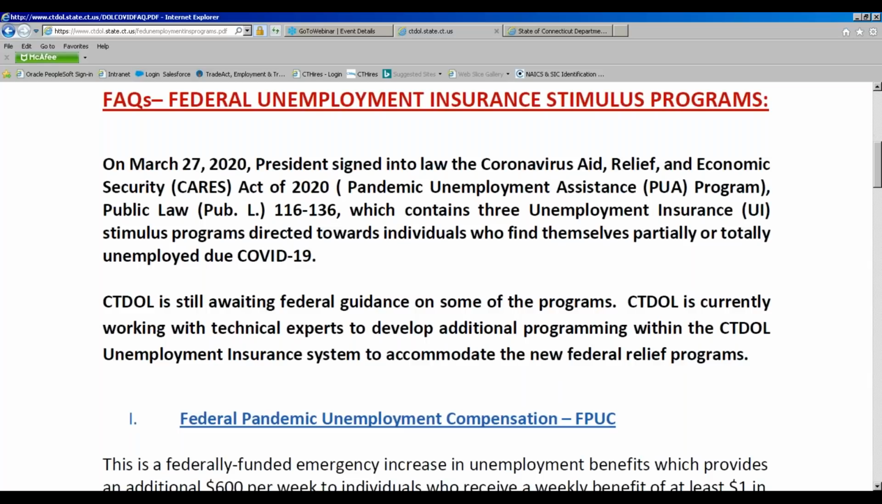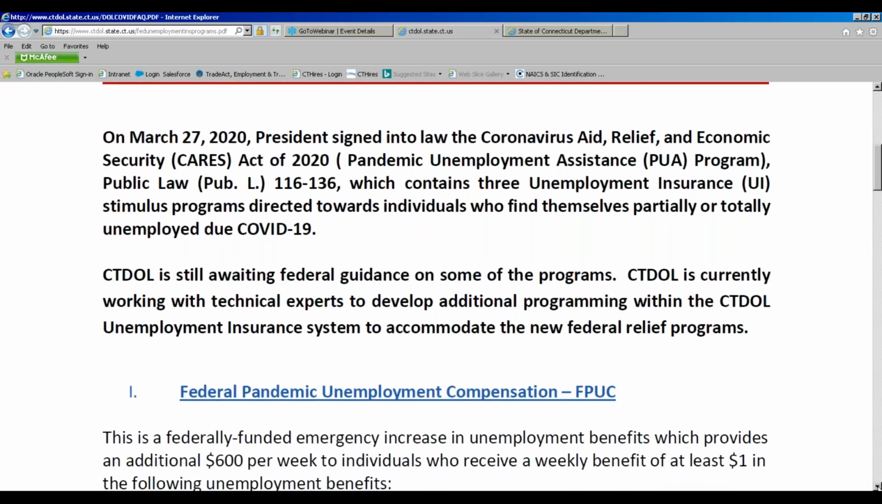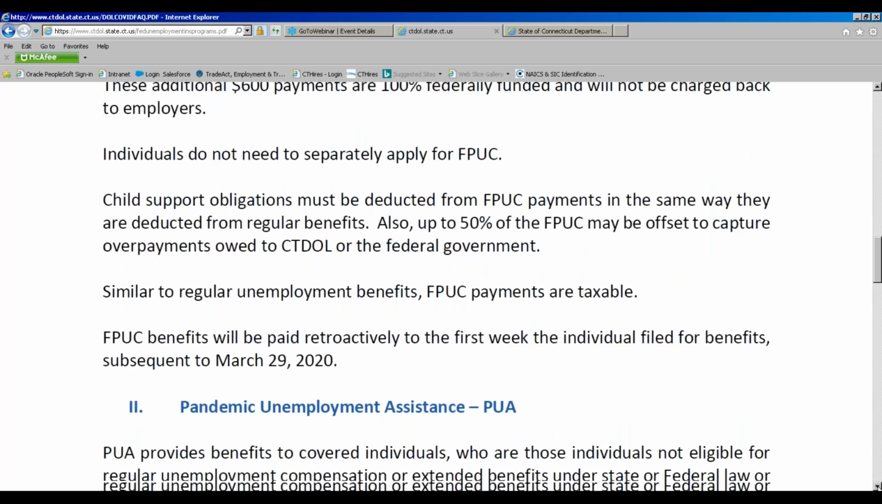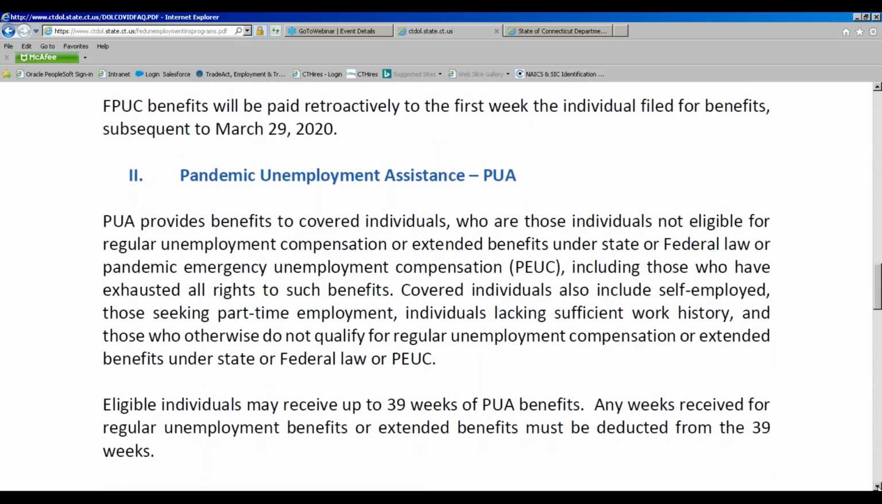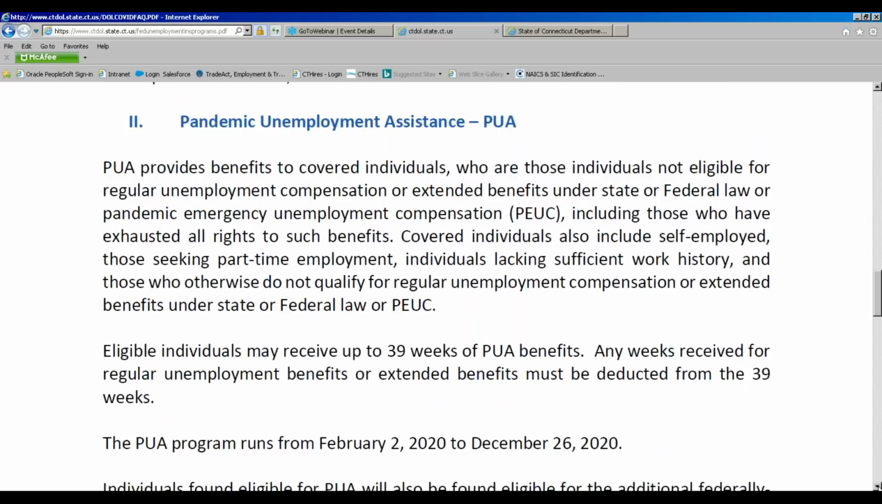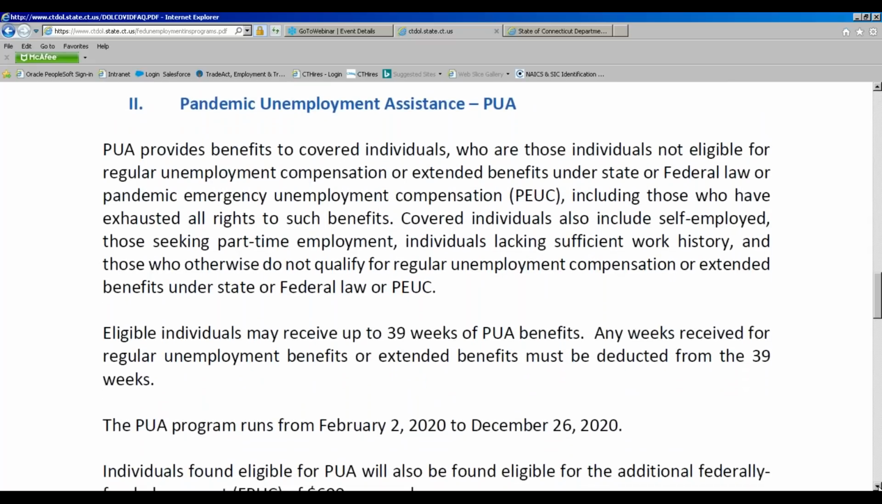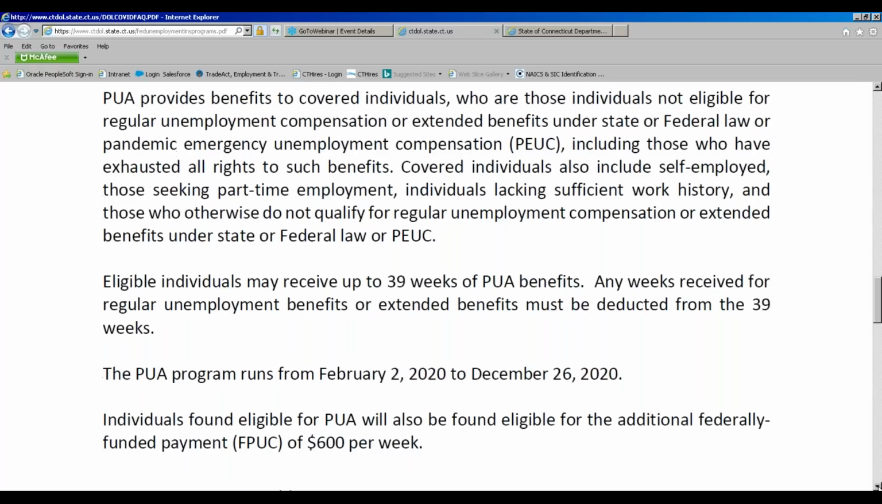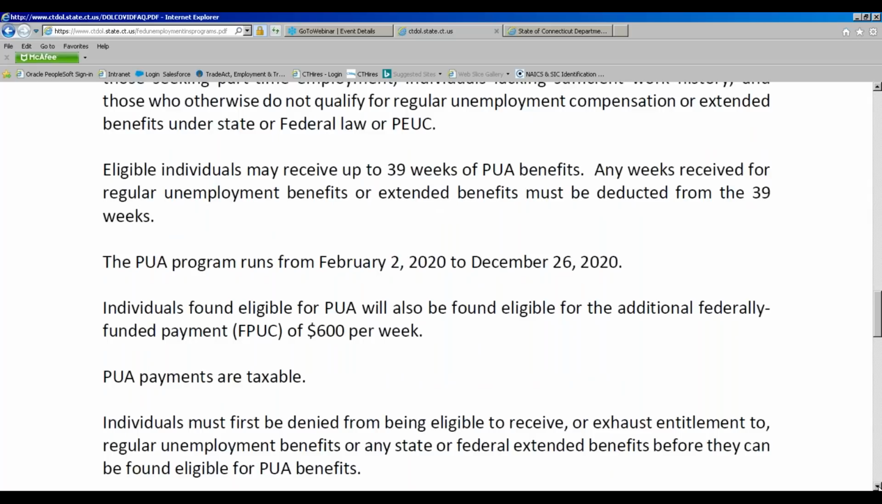In no particular order, and you can see what's on the page right there, we're going to discuss three of them. First one is Pandemic Unemployment Assistance, or PUA. This provides benefits to covered individuals who are not eligible for regular unemployment compensation or extended benefits under state or federal law, or pandemic emergency unemployment compensation, including those who have exhausted all rights to previous benefits, which include unemployment and the extension.